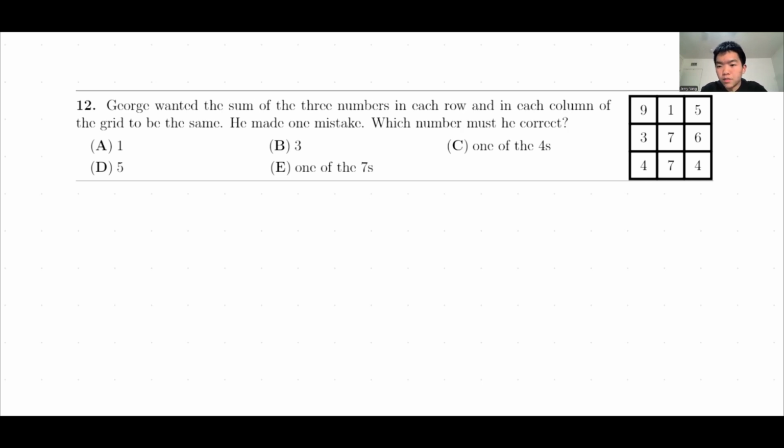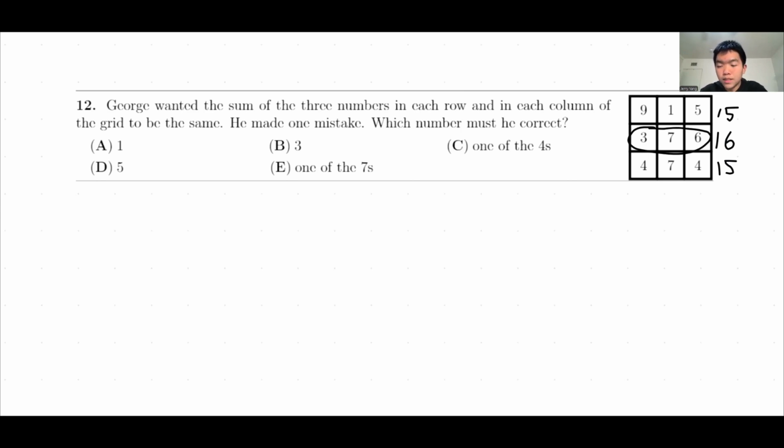9 plus 1 plus 5 is 15. Then 3 plus 7 plus 6 is 16. And then 4 plus 7 plus 4 is 15. So already we can see that the number we probably want is going to be 15. So something in this row right here, one of these numbers, we're going to have to change. But let's look at the columns. 9 plus 3 plus 4 is 16.